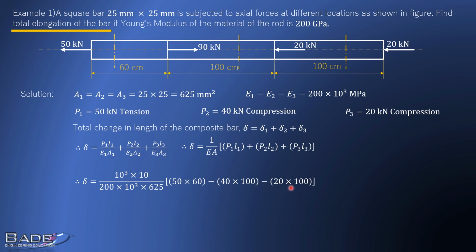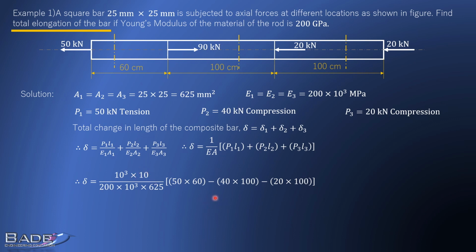One more thing. Length 60 centimeters. We'll have to take care of units. We are using the unit millimeters for lengths. So it should be 600. Here it should be 1000 millimeters. And here it should be 1000 millimeters. But that factor 10 I have written outside the bracket.